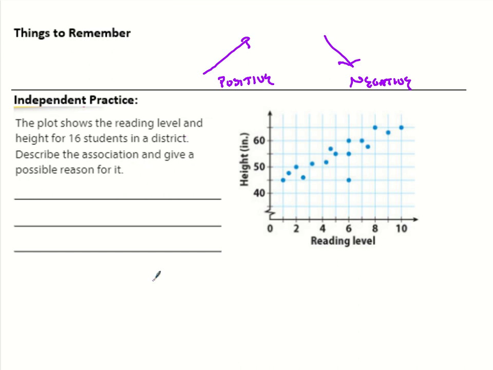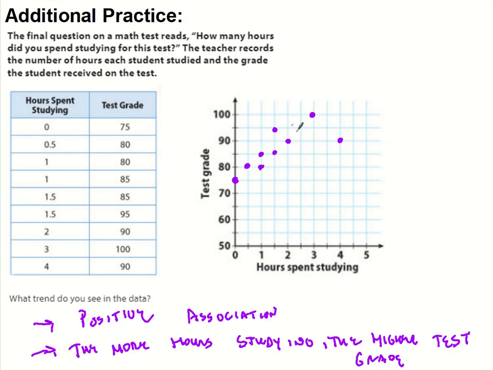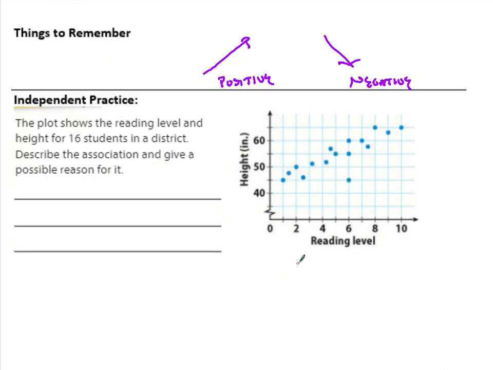Here is your independent practice. If you have a scatter plot, describe the association and give a possible reason for it. Just like we said, every single thing that we've talked about, we've discussed the possible reasons. For this one, we said, well, if you typically spend more hours studying, you're going to understand the material better, so you're going to get a better grade. So that's why it has a positive association. So I want you to also give me a reason for this data right here.